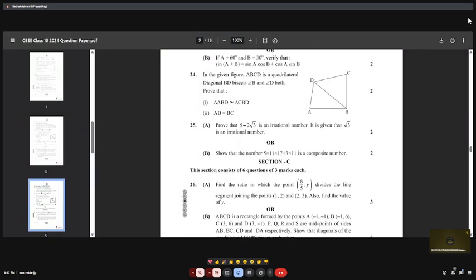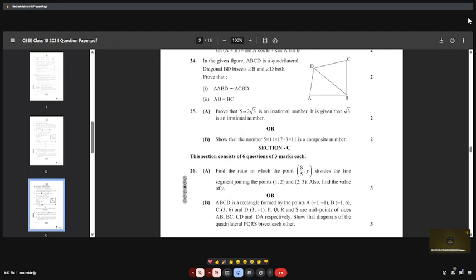So let's look at problem number 24. Okay, there's a figure given. In the given figure, ABCD is a quadrilateral. Diagonal BD bisects the angle B and angle D both. Then prove that triangle ABD is similar to triangle CBD. There are two triangles there, right? So can somebody tell me what are the conditions for two triangles to be similar?